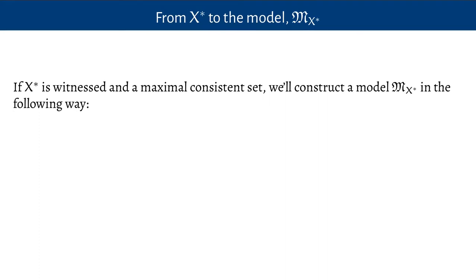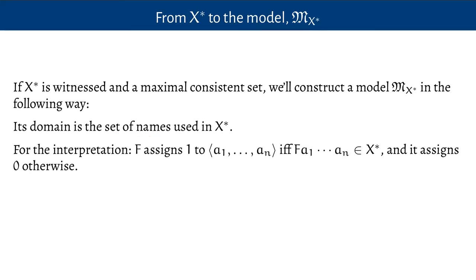Well, since X star is witnessed and a maximal consistent set, we're going to construct this model MX star like this. The domain is just going to be all of the names that we used in the set. And the interpretation of a predicate is going to say true to a tuple of names just when the sentence that says F is true of those names is in the set X star, and it's going to assign zero otherwise. So it's going to say true to those objects where the sentence F of those objects is actually in my set, and it's going to say false otherwise. So you're just going to do exactly what the set says.